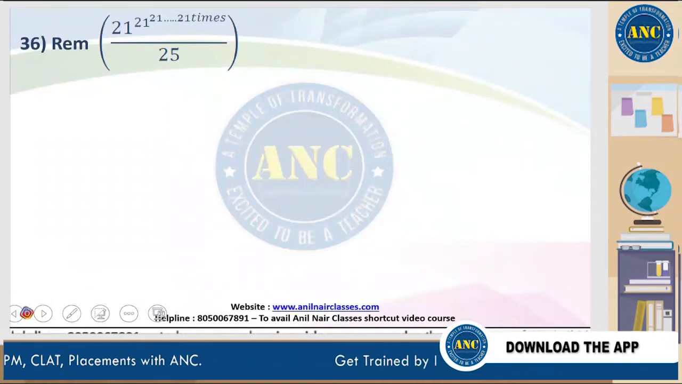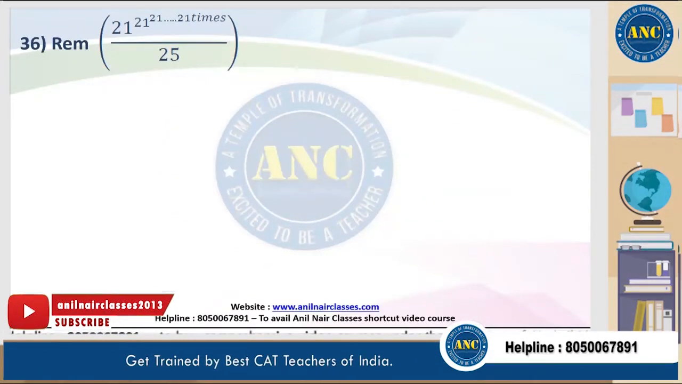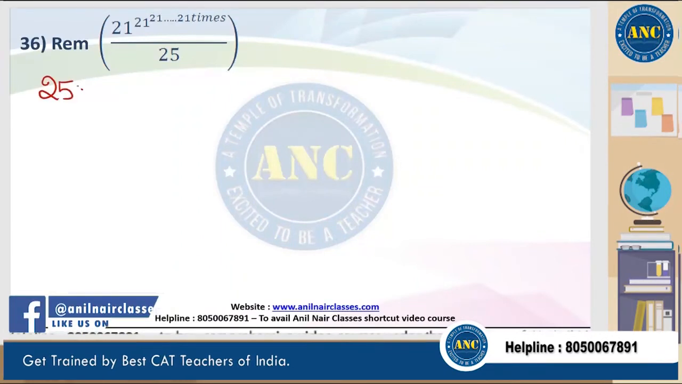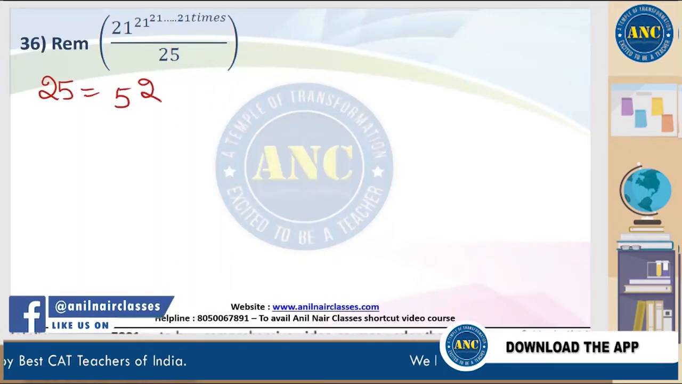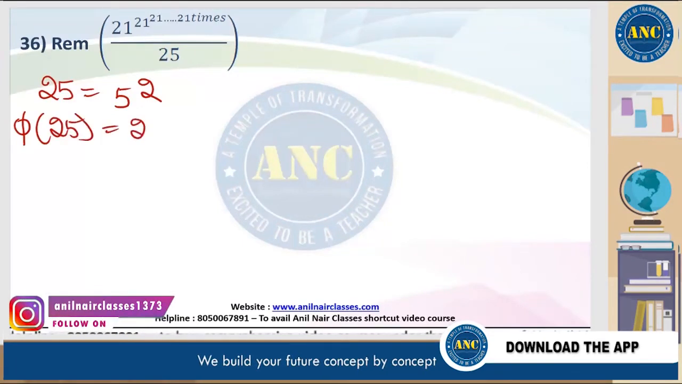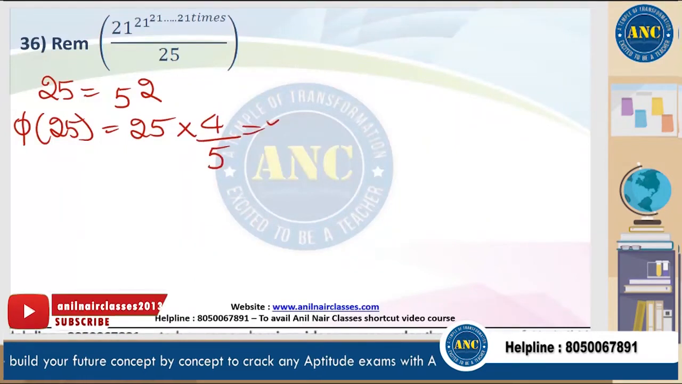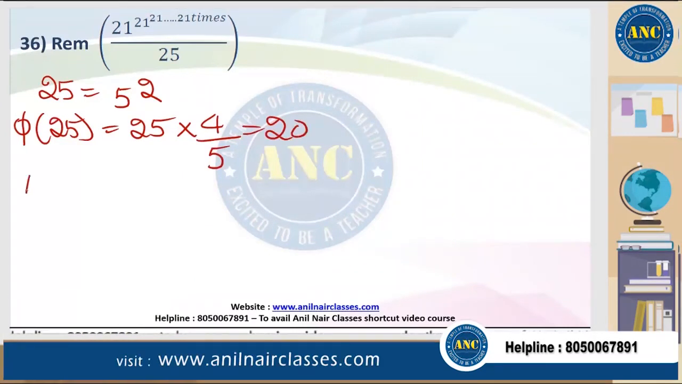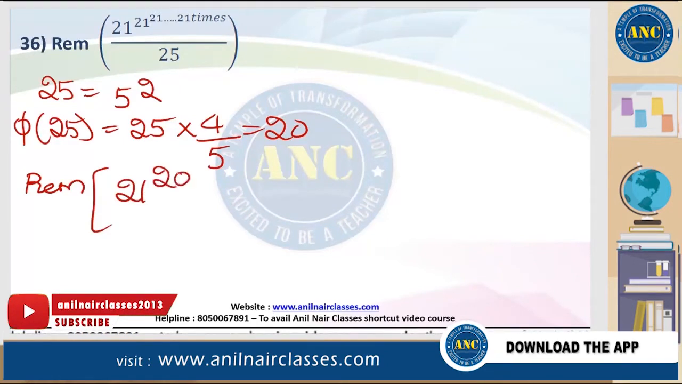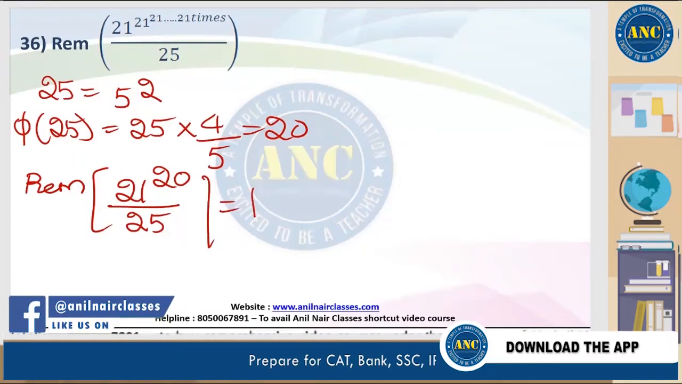Next, another model, same thing. Now 21, 21, 21 and so on up to 25. 25 is 5 square. So φ of 25 is nothing but 25 into 1 minus 1 by 5, 4 by 5, which is 20. By using Euler's theorem, we know that 21 power 20 when divided by 25 is 1.